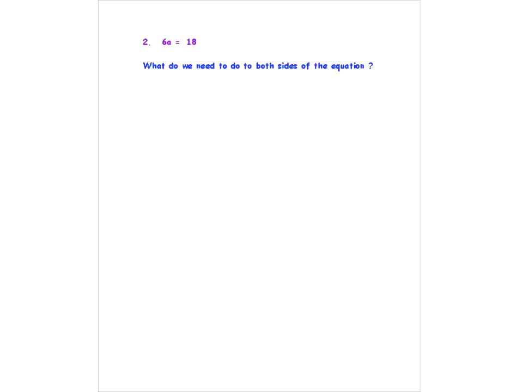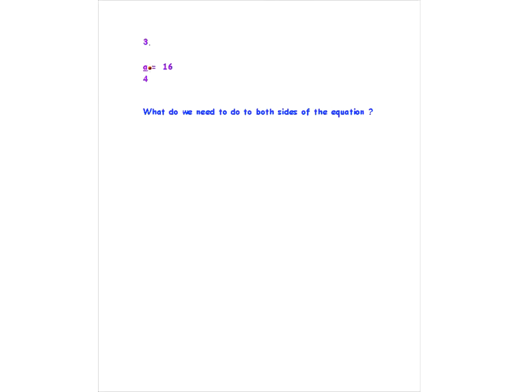Okay, another one-step equation. What do you think we need to do to both sides to solve this equation? We have 6 times a. What's the opposite of times 6? Divided by 6, right? We do that and we end up with a on the left. We divide 18 by 6 and we end up with 3 on the right.